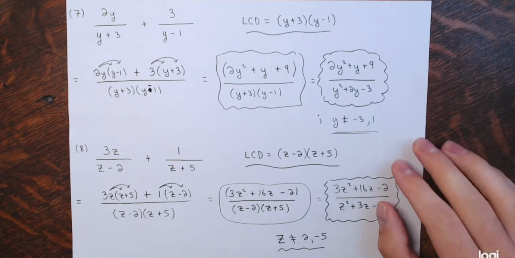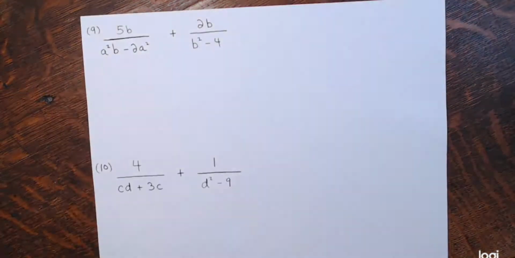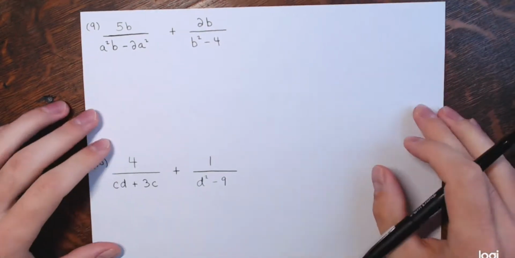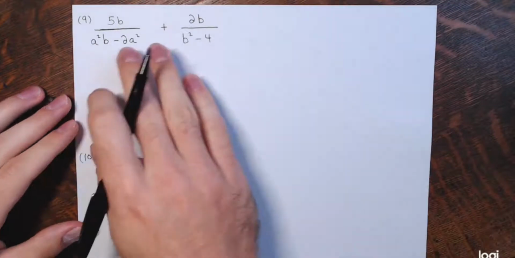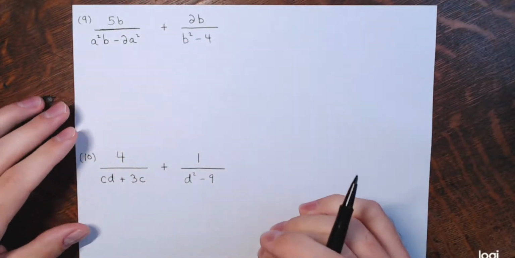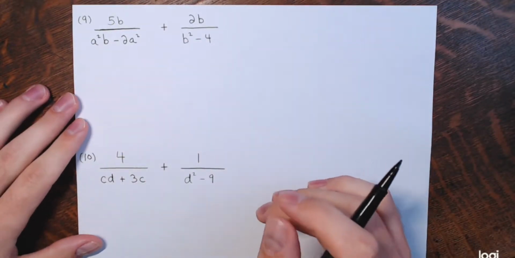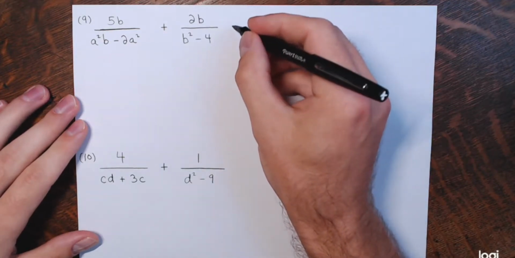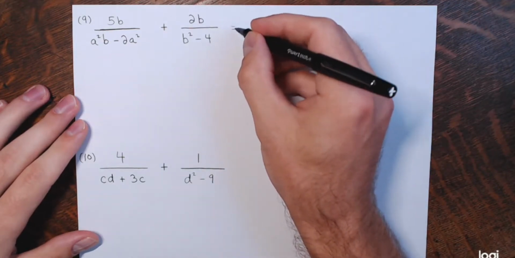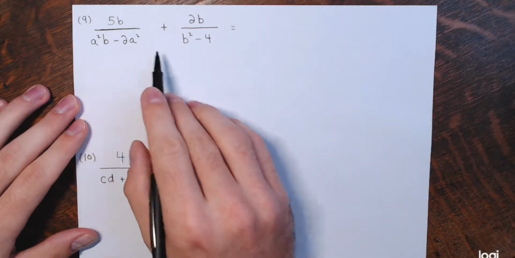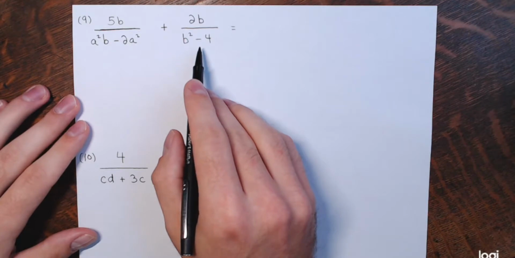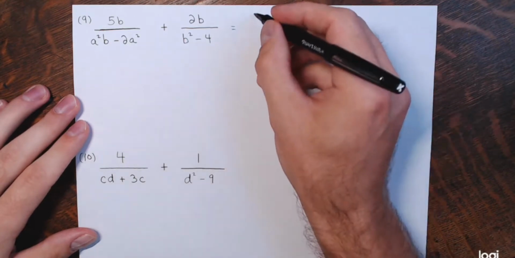Alright. So now in example 9, we're going to start having to factor our polynomials in the denominator. Now we're back to some examples with 2 variables. Alright, so first thing I'm going to do, now I notice the denominators are not completely factored. So I'm going to factor them.